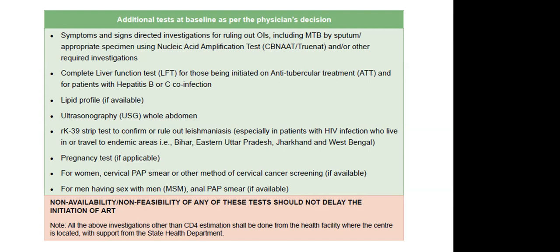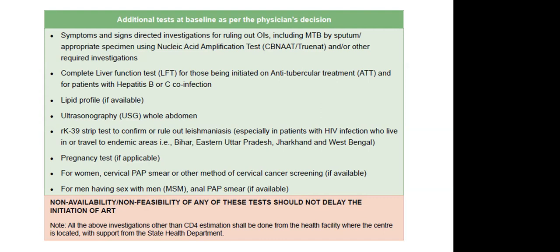And in case of Kala-azar endemic areas, the rK39 strip test, particularly in Bihar, Jharkhand, Eastern UP and a few districts of West Bengal, when a patient presents with PUO, in evaluation you need to consider rK39 also. And for those who reside in those endemic areas or have a history of travel to those endemic areas, the rK39 strip test to look for anti-leishmanial antibodies has to be done.